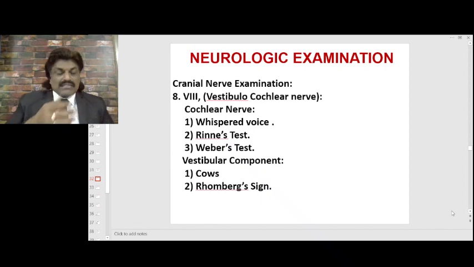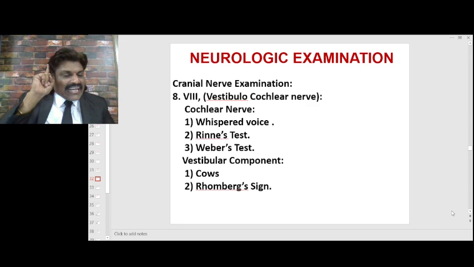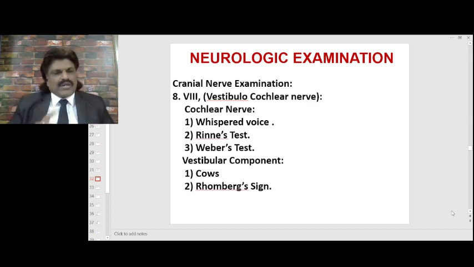So in Weber's test, if there is an air conduction defect, because it is not able to transmit, it will be better transmitted in the bone. So in Weber's test, if it is a conduction defect, it is lateralized to the deaf ear. Very important point. Then we check out the vestibular component. COWS: cold opposite, warm same.